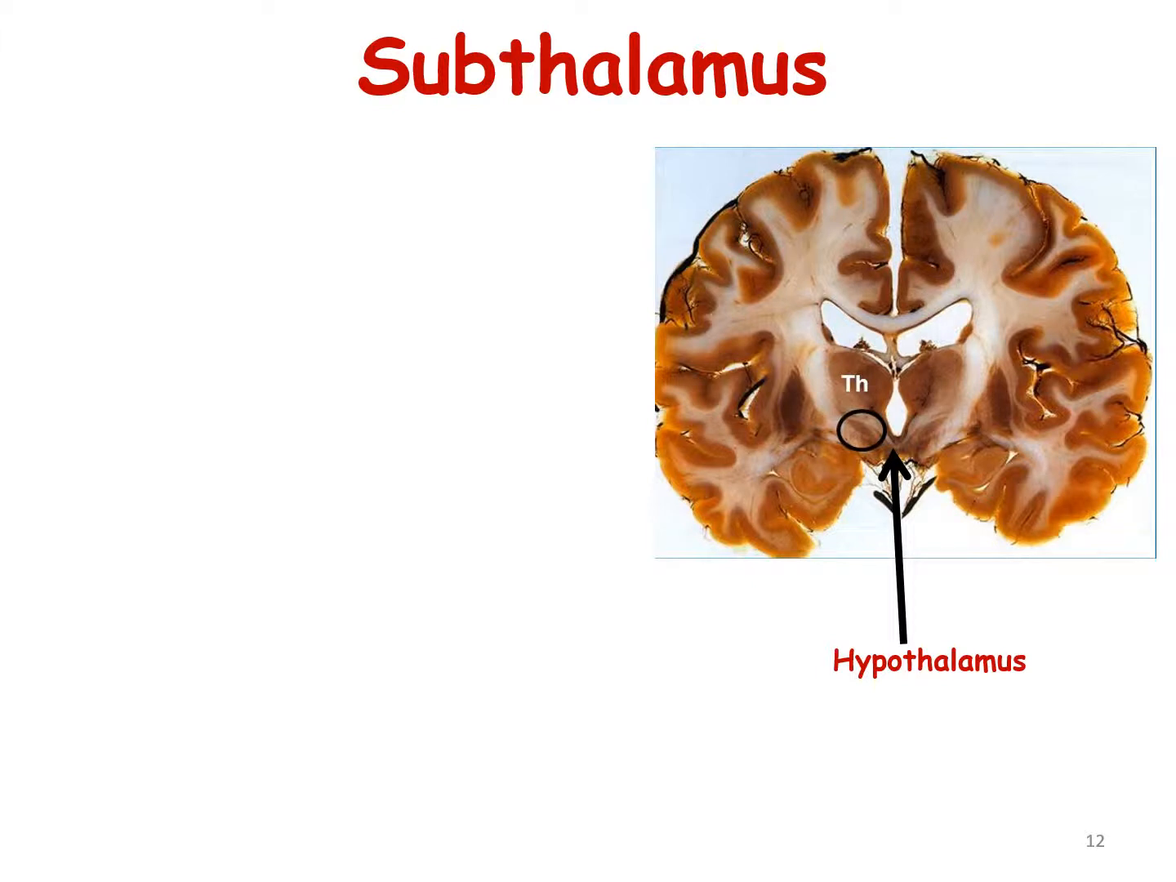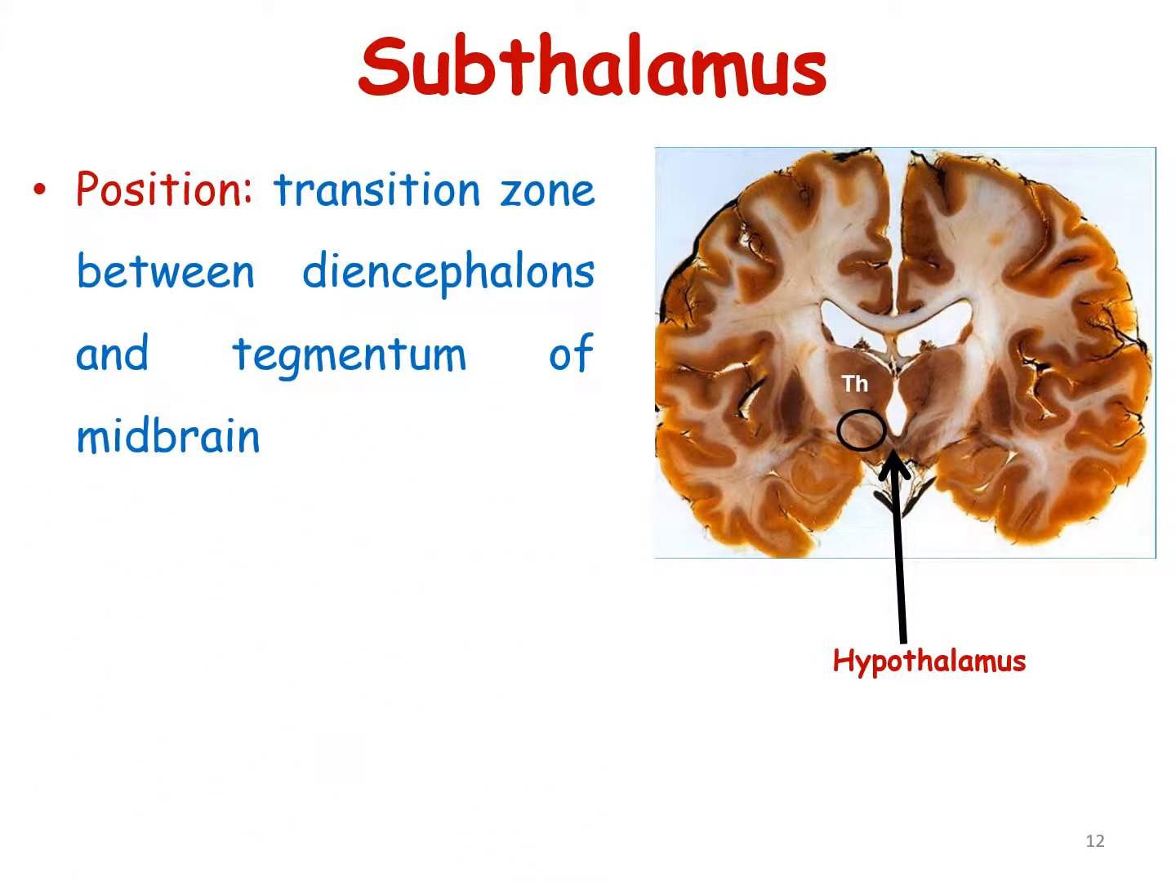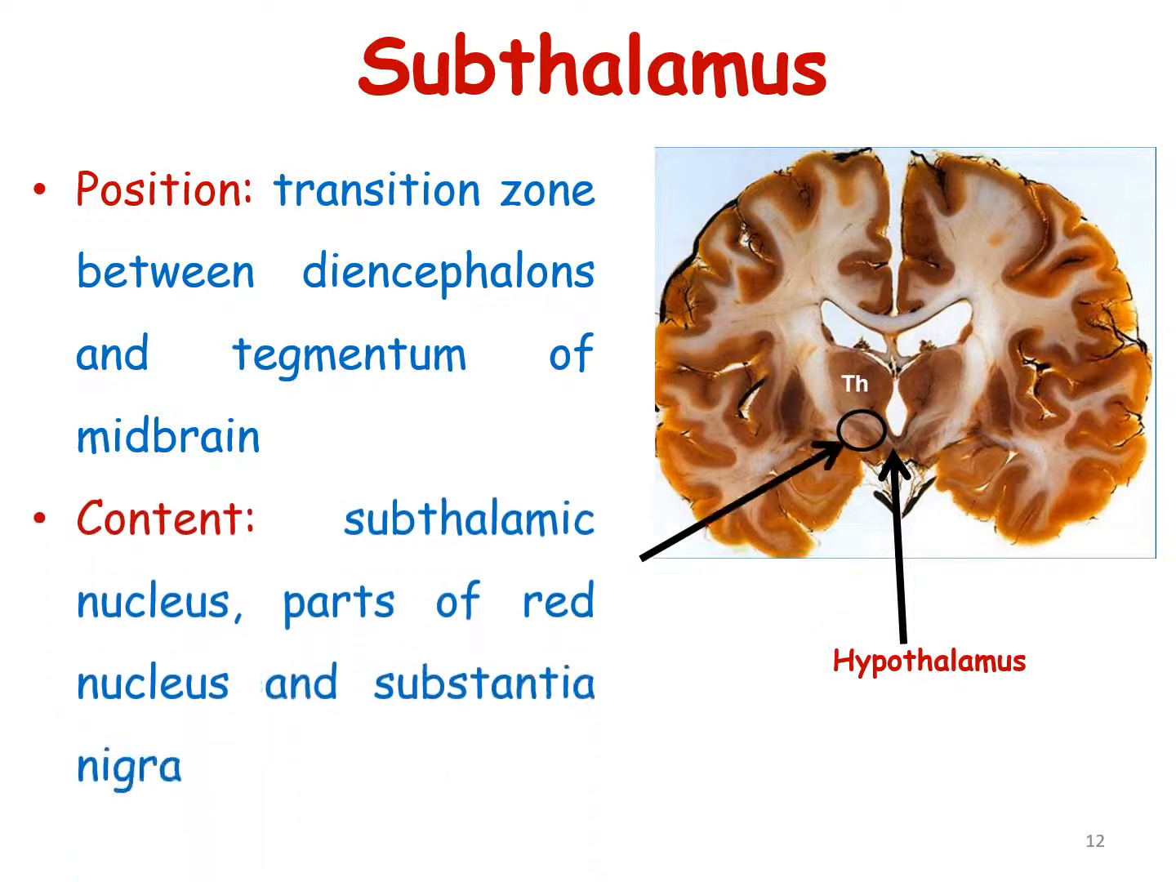Subthalamus. Position. Transition zone between diencephalon and tegmentum of midbrain. Content. Subthalamic nucleus, parts of red nucleus and substantia nigra. The subthalamus receives afferent connections from the substantia nigra and striatum and regulates skeletal muscle movements.